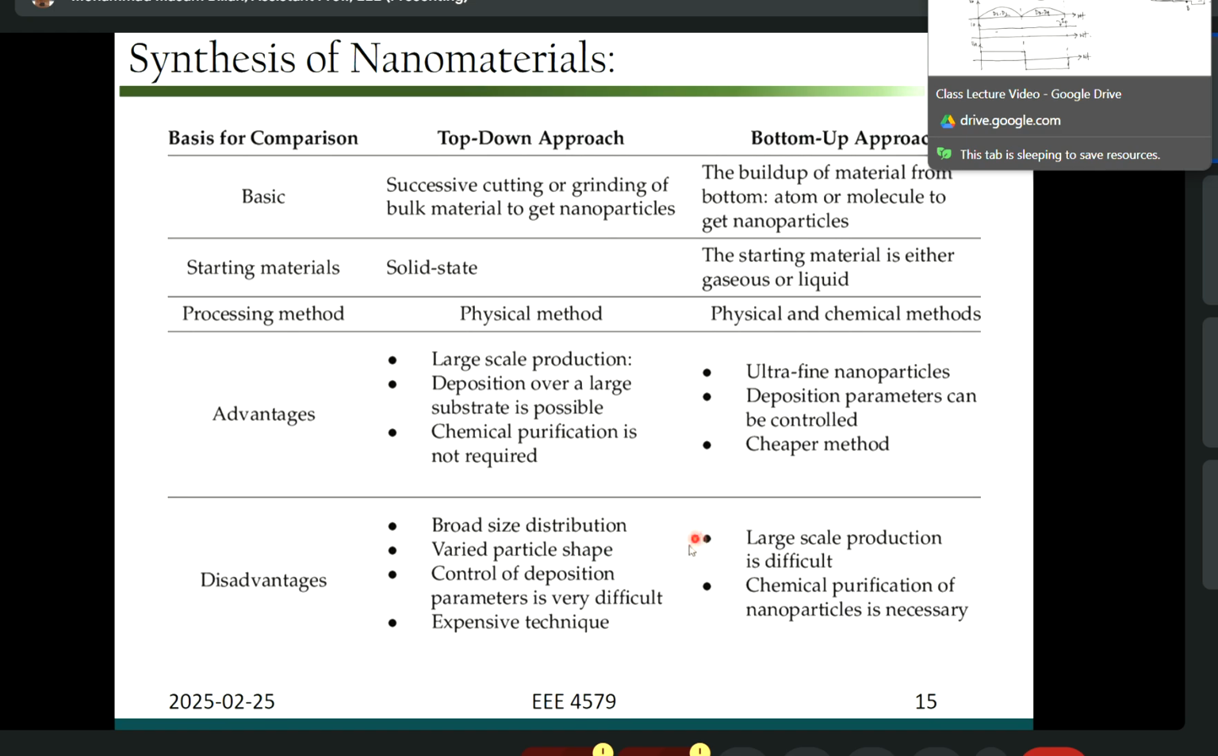If you read slide number 15, you can understand the differences between the two. Basically the main difference is physical method and chemical method. One is from atom to nanoparticle, another one is bulk material to nanomaterial. So this is a very easy way to understand and remember.